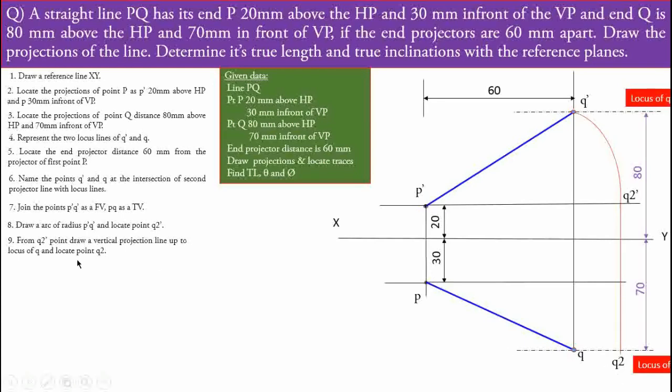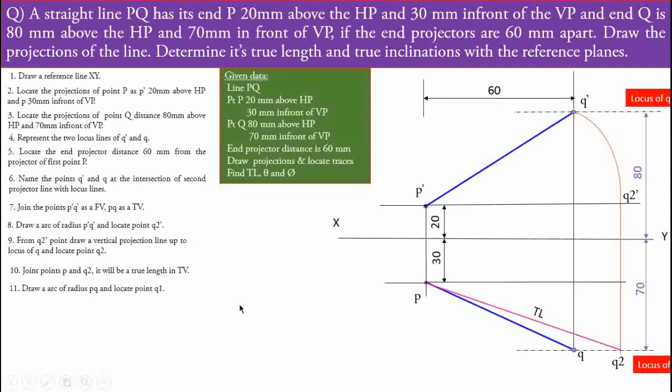Okay, then the next step, join the points p and q2. P point and q2 we have to join and it will be a true length in the top view. Okay, join the point p to q2 and that will be the true length in the top view.